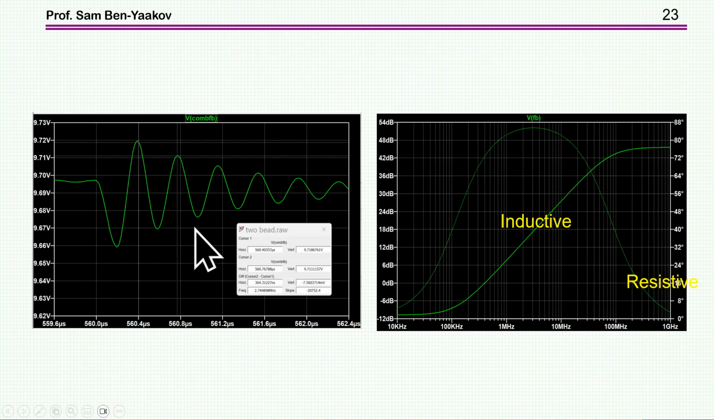And if I look inside at the frequency of this oscillation, I can see that it is about 0.7 megahertz, and here it's 2.7 megahertz. Well, that's exactly where this unit is inductive. So you see that in this particular case, this ferrite bead is really very harmful. It is just adding a lot of noise here.